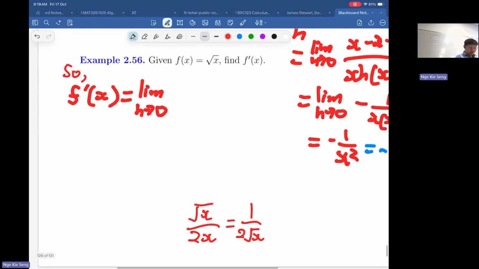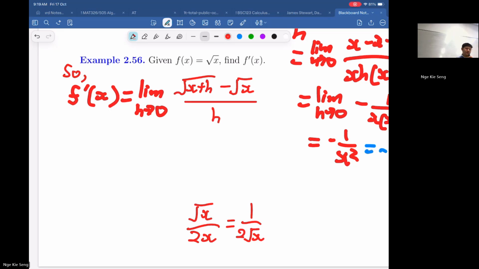So basically, you first put x plus h into your function, and then take away the original function, and then divide by h. So how do we simplify this? You've got a square root, right? You've got the minus here. First of all, you realize that if you substitute h equals 0, it won't work.